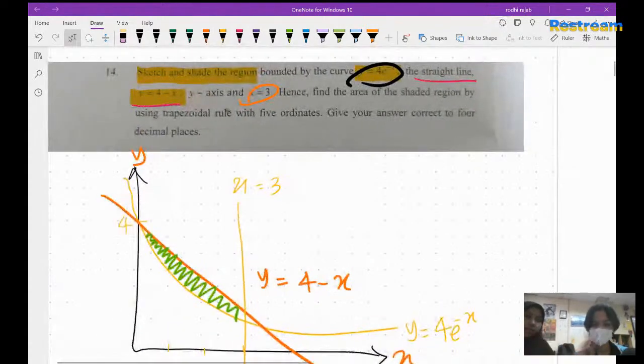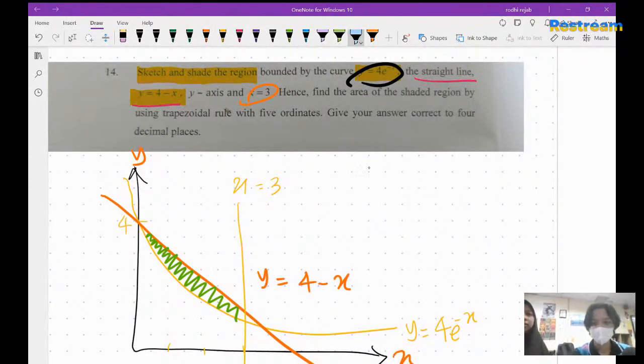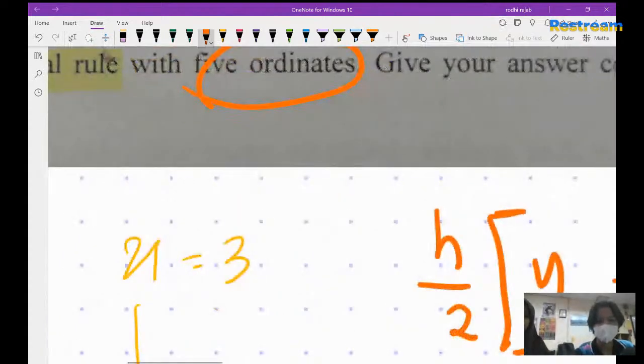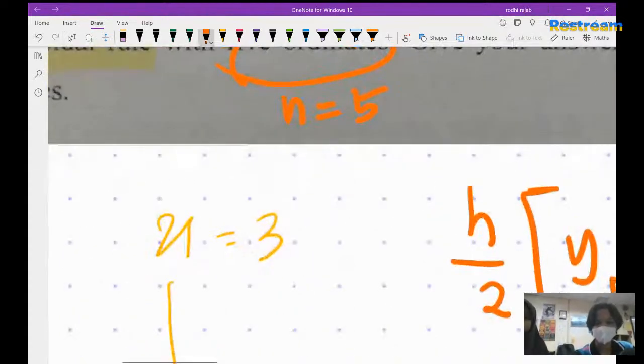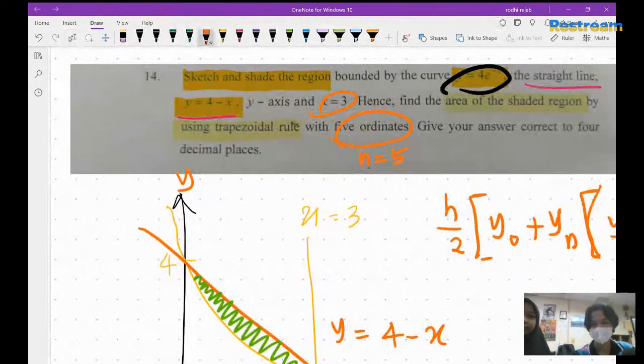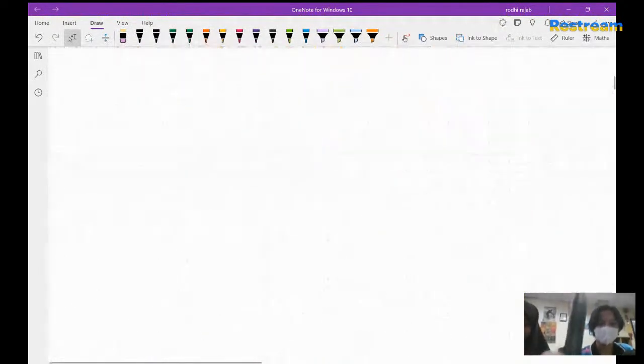And then the next part of the question, they ask, hence find the area of the shaded region by using the trapezoidal rule. You know the trapezoidal rule, right? Use the formula h/2 times y initial plus y n and the rest of the y. Using 5 ordinates, which means n equals 5. Give your answer correct to 4 decimal places. Okay, let's solve together.